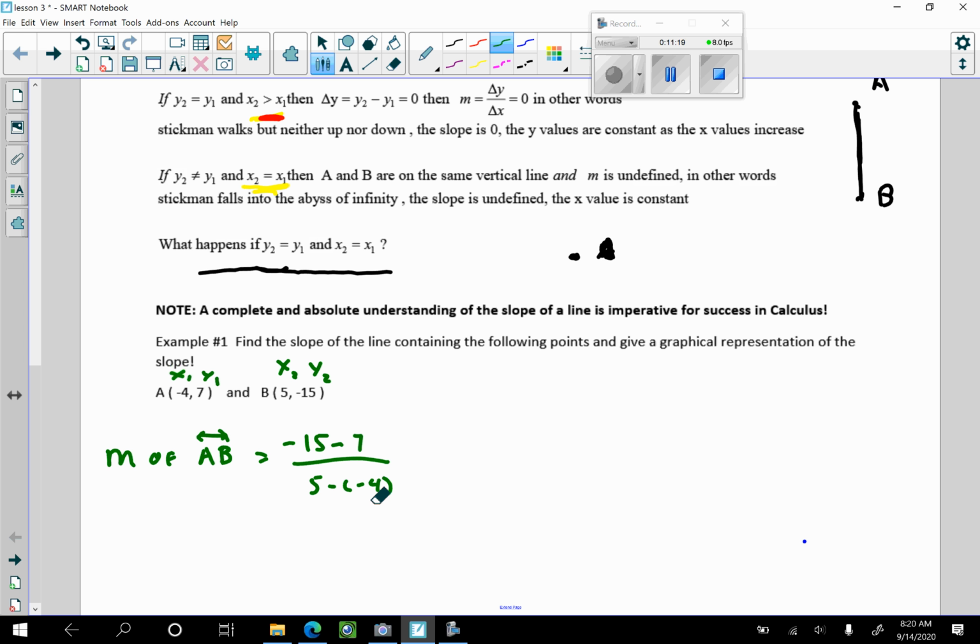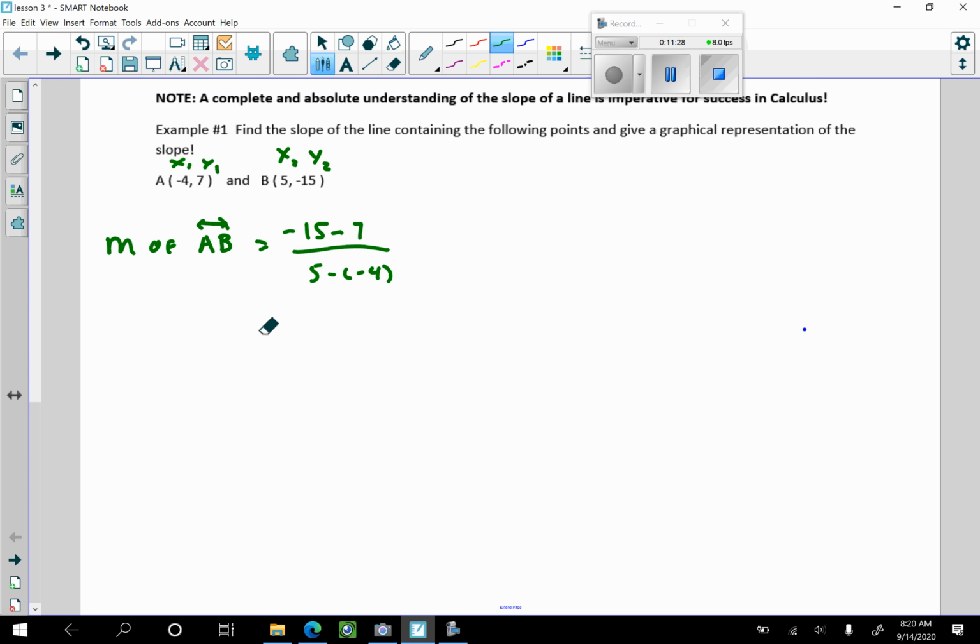Oh my goodness gracious, you have studied the slope formula for a long, long time. So I believe that's going to be, check my arithmetic, negative 22 over 9. Negative 22 ninths. Is my arithmetic correct? Okay, very good.